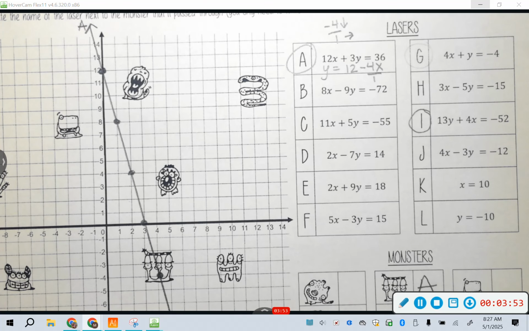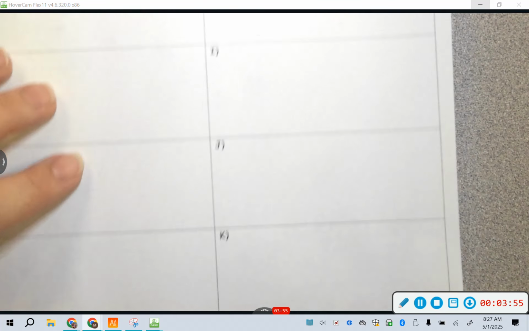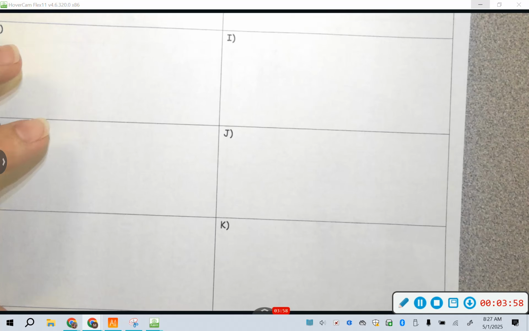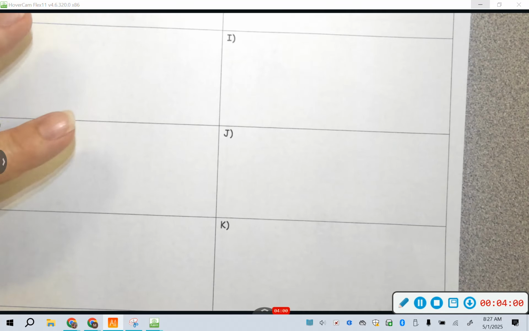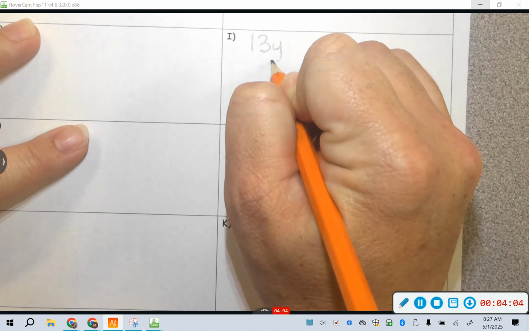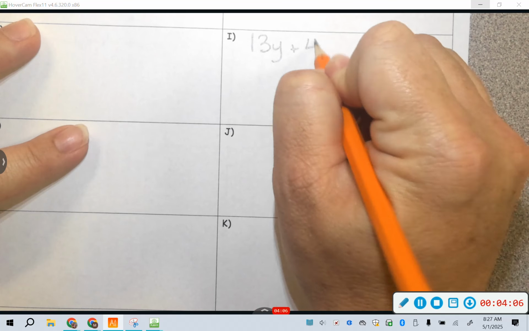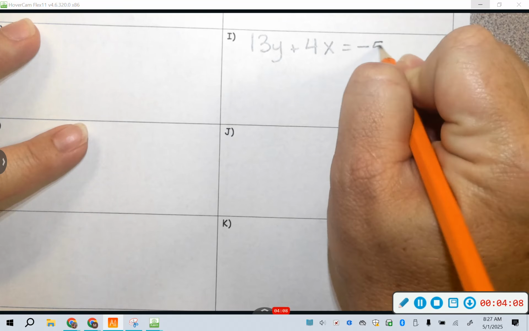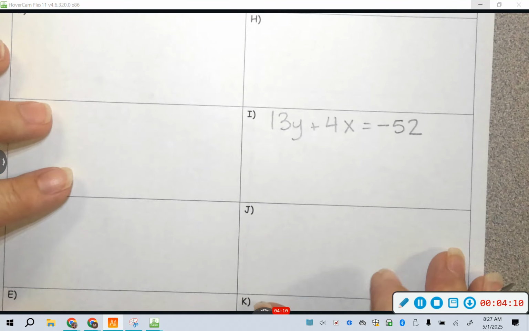Bless you. Okay, so let's flip and let's look at I. So I equation, I will have the equations on the board so you're not having to look back and forth. 13y plus 4x equals negative 52. Now, what do you notice about this one?